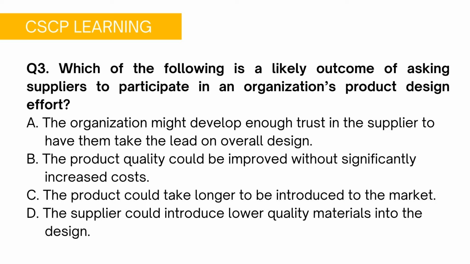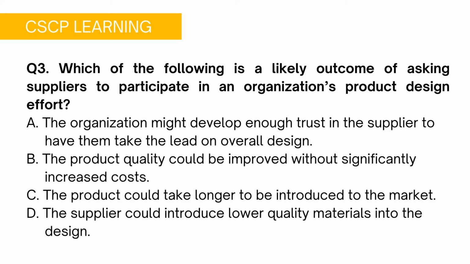Let's have few words on option C and D as well. Option C says the product could take longer to be introduced to the market. Absolutely wrong. Your supplier will help you to introduce the product faster in the market since he will save your time to do research in finding out the appropriate raw material of your product design. So this is not the correct choice.